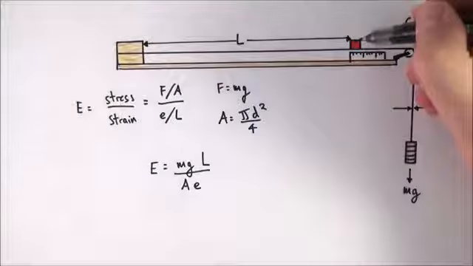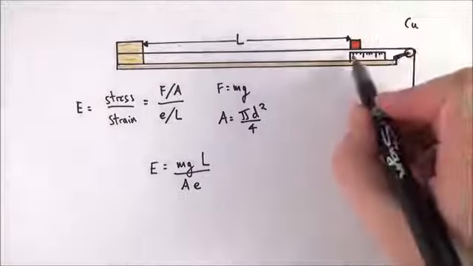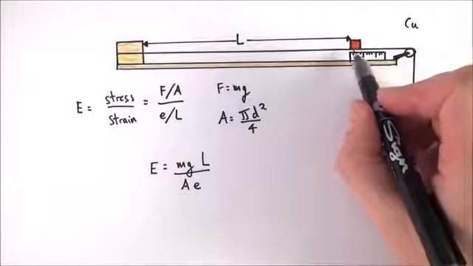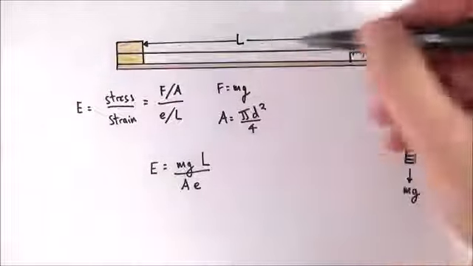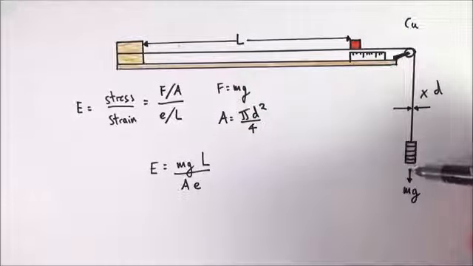I've then put a piece of tape around the wire, which acts as my marker, and I've got my ruler held close to the wire as well to reduce any parallax errors. The wire then goes over a bench pulley down towards my mass at the bottom down here.